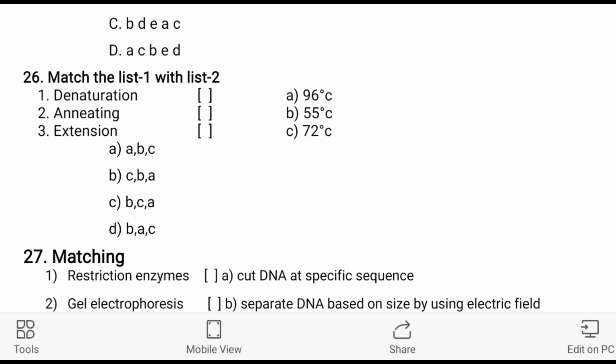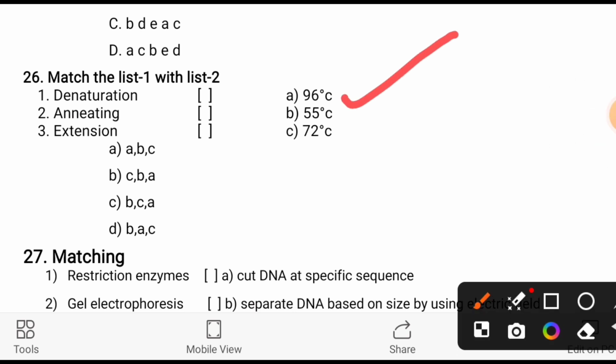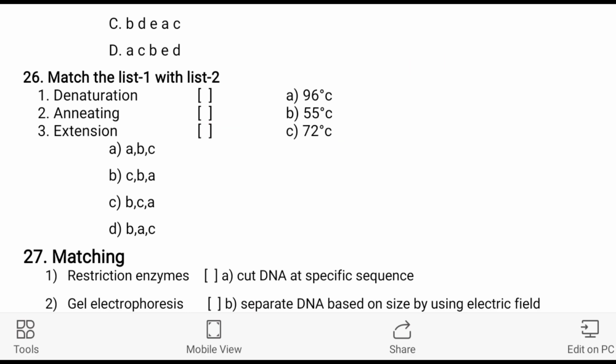Denaturation: the correct answer is that it should be done at 94 to 98 degrees centigrade. That's why 96 degrees is the correct answer. Annealing should be done at 55 degrees. Extension of the two strands is done at 72 degrees. That's why the correct answer is A, B and C.